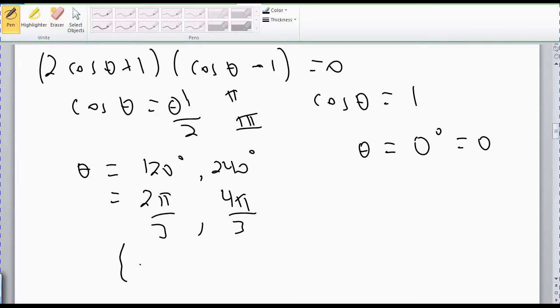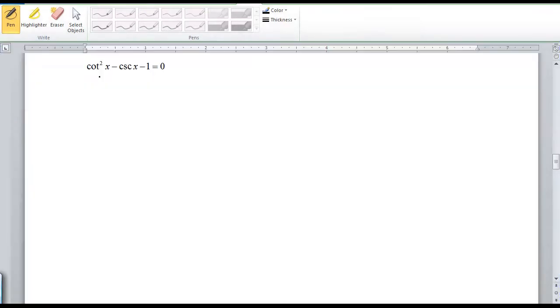So the solution is 0, 2 pi thirds, and 4 pi thirds. When I was taught back in the day, I wasn't allowed to use a unit circle, and I didn't have a calculator to find these values for me. So I had to memorize them. That's the way I prefer to do them.